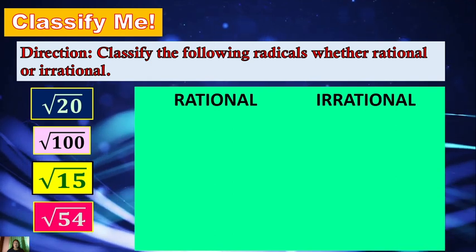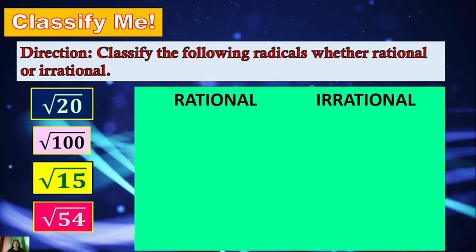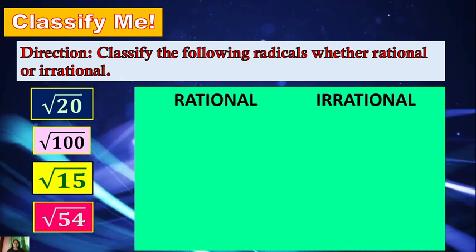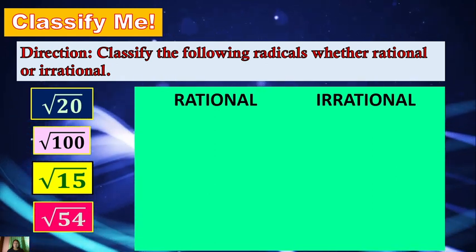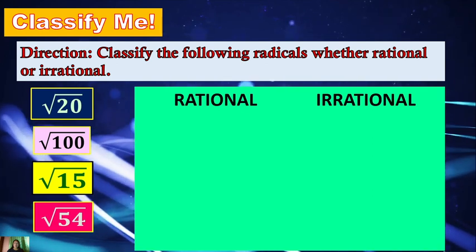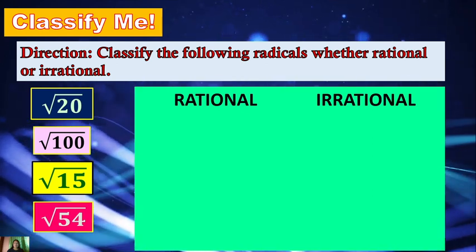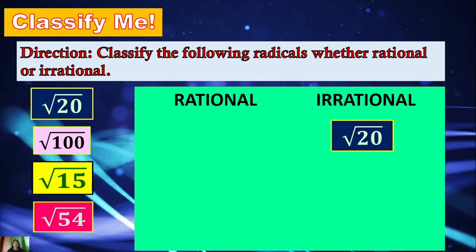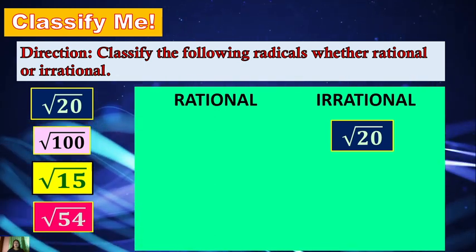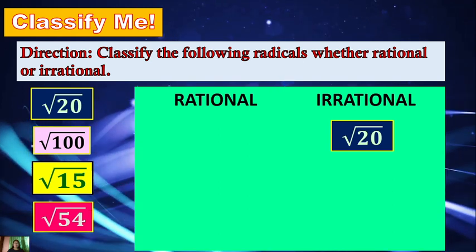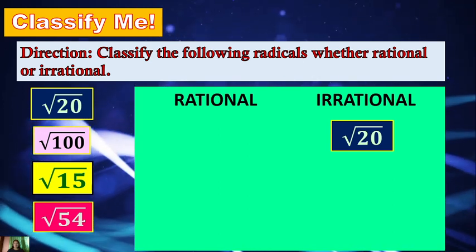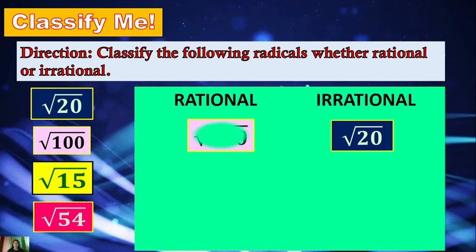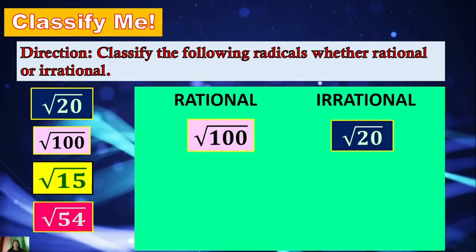So is square root of 20 rational or irrational? Is 20 a perfect square or not a perfect square? Yes, it is not a perfect square. Therefore, square root of 20 is under irrational. How about the square root of 100? Is 100 a perfect square? Yes, square root of 100 is exactly 10, and that is an example of rational.